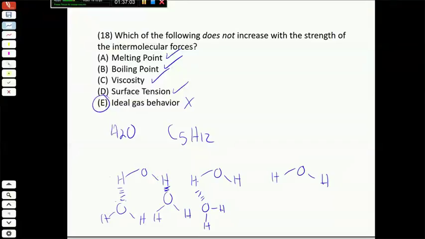There's not as much free motion at the surface. That's what gives you that surface tension. All right, any other questions on these properties?